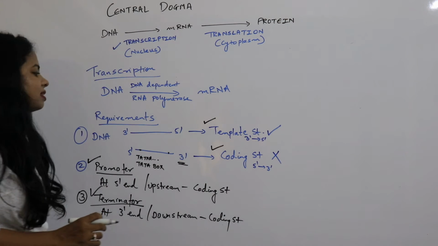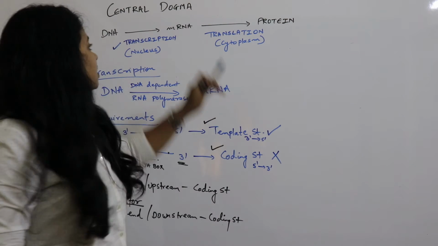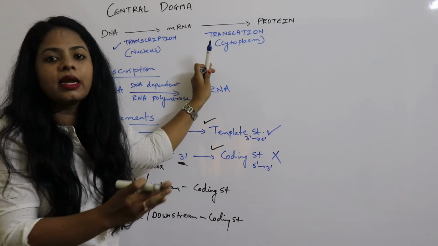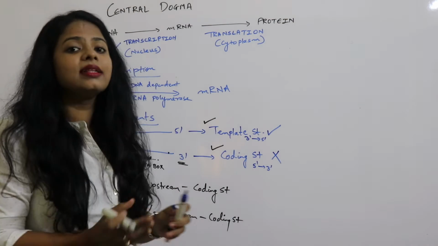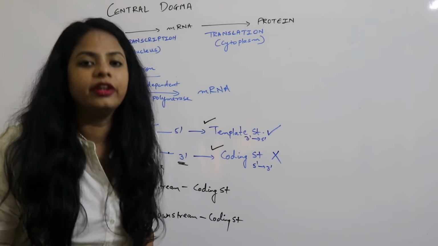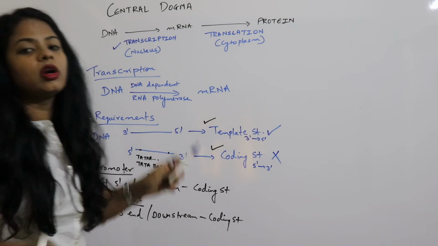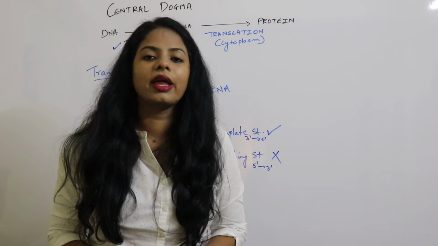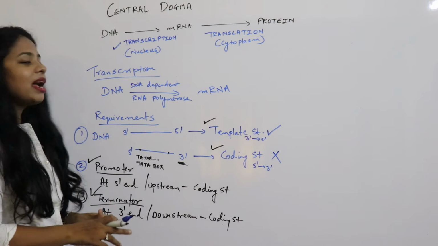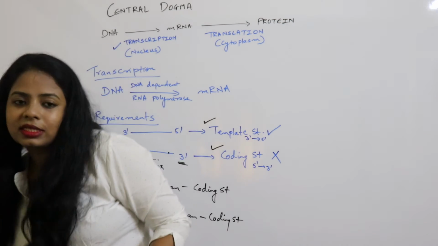Now next after this, the sequences of DNA which are expressed in mRNA are called as exons, and the sequences which are not expressed in mRNA are called as introns, right? So the DNA sequences which are expressed are called as exons and not expressed are called as introns. So we are done with the requirements. Now next after that is the steps in the process of transcription. Now let us see the steps here.